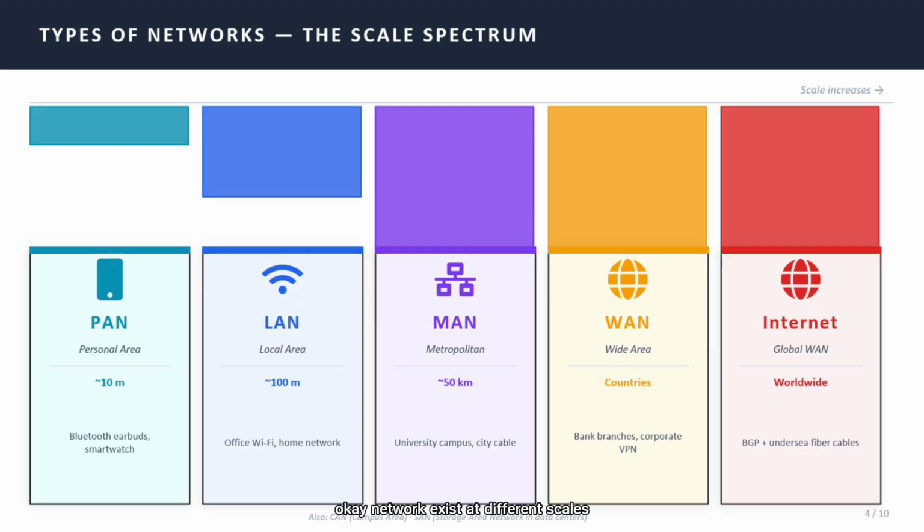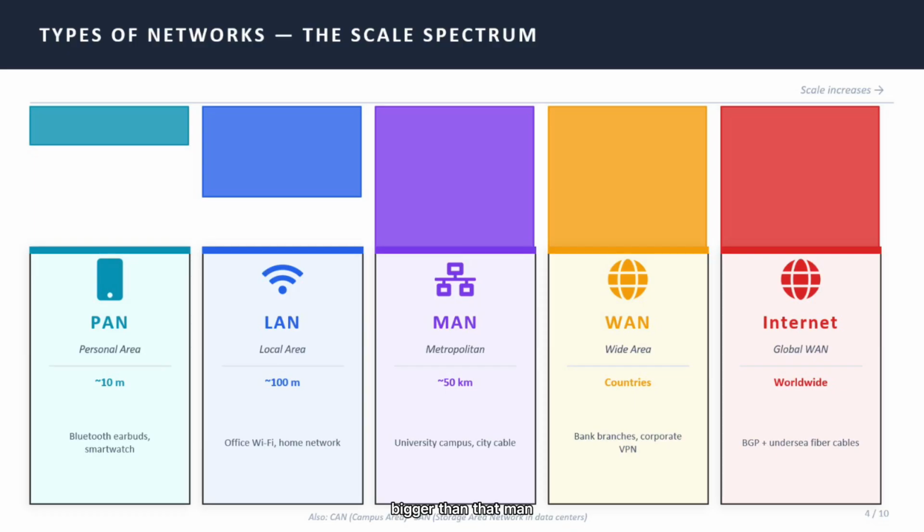Okay, networks exist at different scales, and there is a simple spectrum you need to know. At the smallest end, PAN, Personal Area Network. It's about 10 meters, like your Bluetooth earbuds talking to your phone, and that's a PAN. Next, the LAN, Local Area Network. Your home Wi-Fi or your office network covers a building, maybe a few hundred meters.